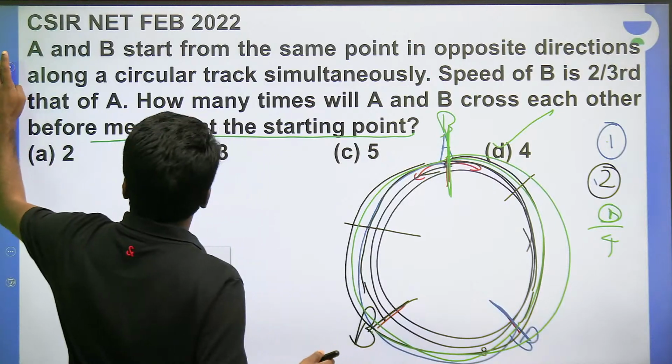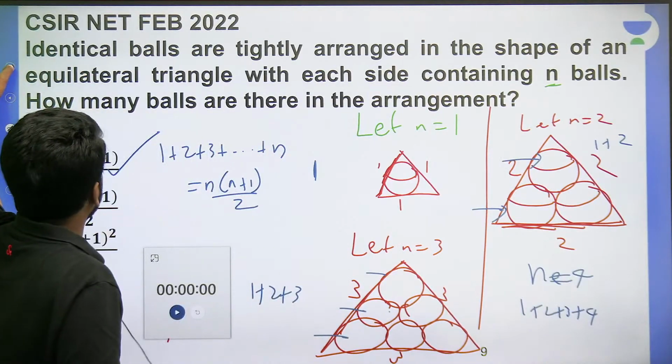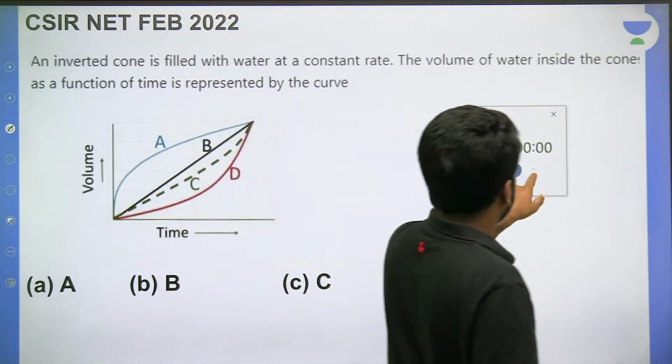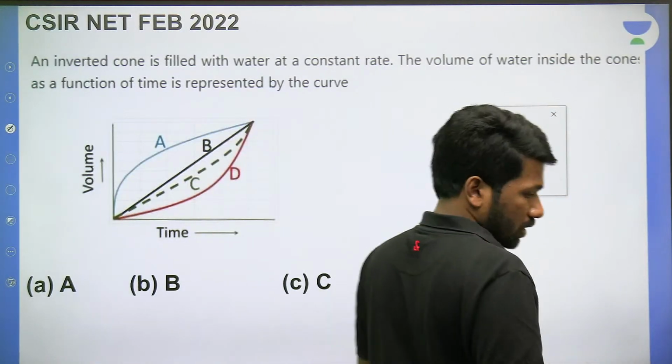Okay, and this equilateral triangle question also, I hope it is clear. Very good question this was. And try this question. A very good data interpretation question. Try it carefully.